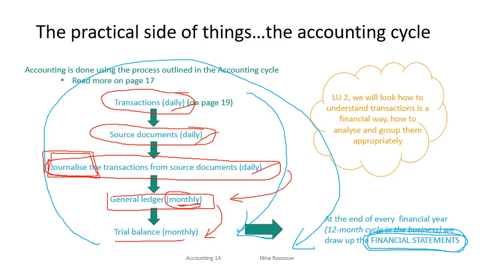So we're going to slowly but surely, from Learning Unit 2, understand each of the steps in the accounting cycle. In Learning Unit 2, we're going to start off by understanding transactions properly, because obviously you can't really work with them if you don't understand them. So that's our first step. And we're going to teach you how to view transactions. Transactions are things like paying off the bank loan, paying salaries. But what does that mean now?